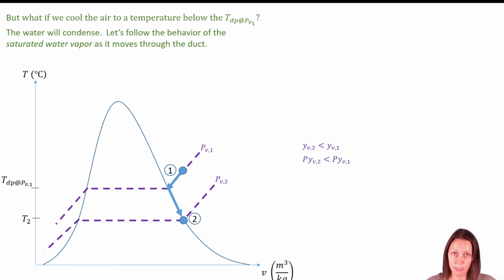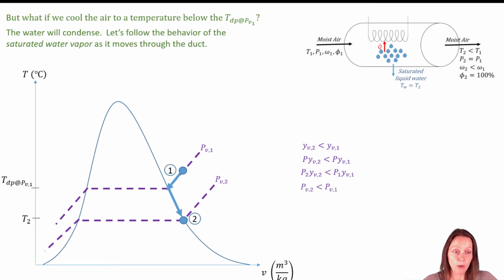If I multiply both sides by pressure, and I can just replace that with P2 and P1 because they're equal to one another, that's the overall pressure, then what I see is that the partial pressure of my water vapor at state 2 is less than that at state 1. The other thing I want you to make note of is on the diagram in the upper right hand corner, you'll see that the relative humidity is 100% at the end of that dehumidification or condensation process because you're right on that saturated vapor line.